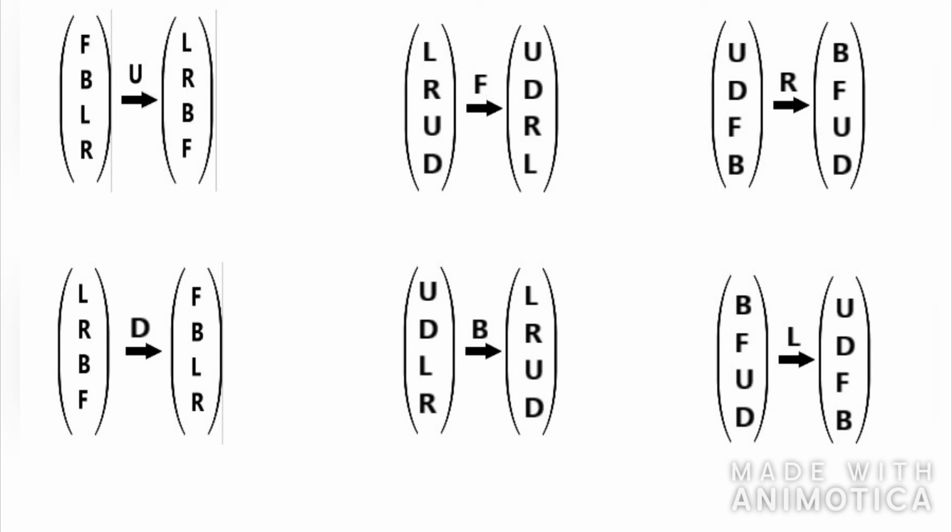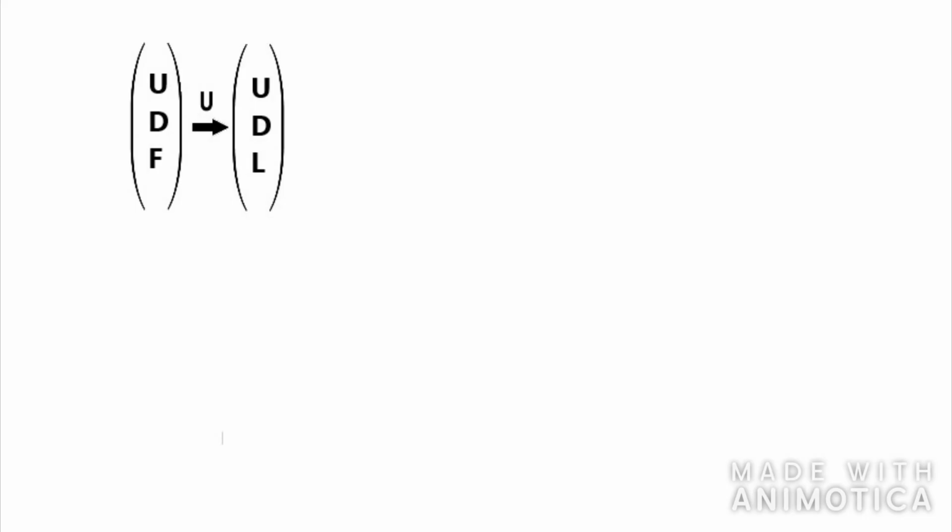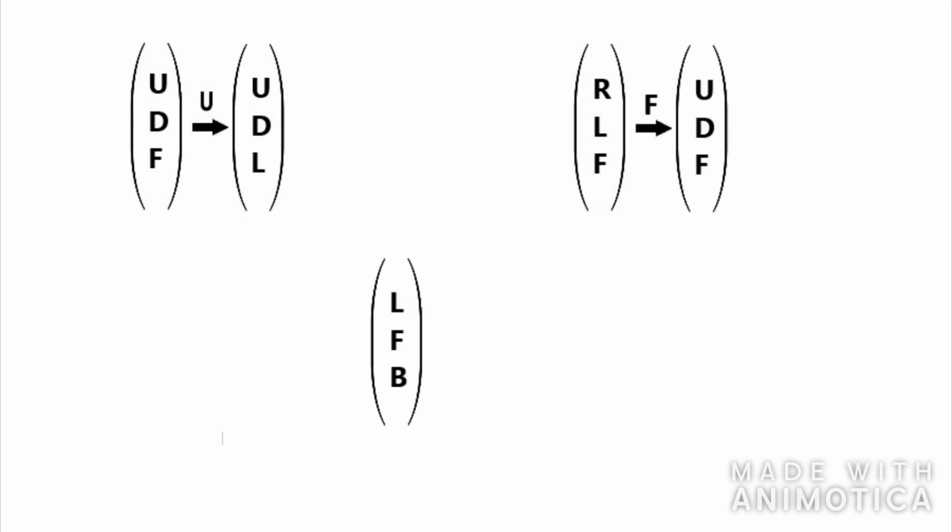So if we apply this pattern to the imaginary pieces, we find that the pieces must move in this pattern. So under a U move, the UDF piece moves to UDL. Under an F move, the FLR piece becomes FUD. And under an R move, the LFB piece is unaffected. A graph of how the pieces move will probably be in the description. Depends if I have the time to make that huge, massive chart with all of the pieces on it.